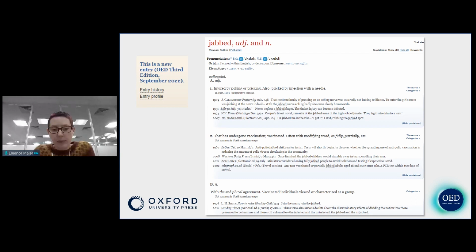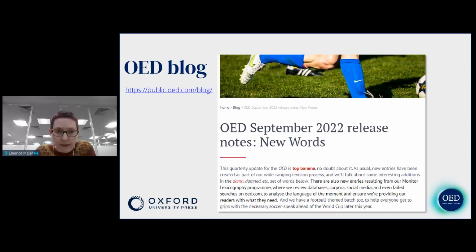And every quarter we publish a blog post or several blog posts about the new words we've drafted, where you can find out more about the senses and entries. So here's an example you can look at from September 2022, our latest release, which describes some of the new words. And those include top banana, and also a whole group of football-related terminology as well, some of it having really interesting etymologies and origins.